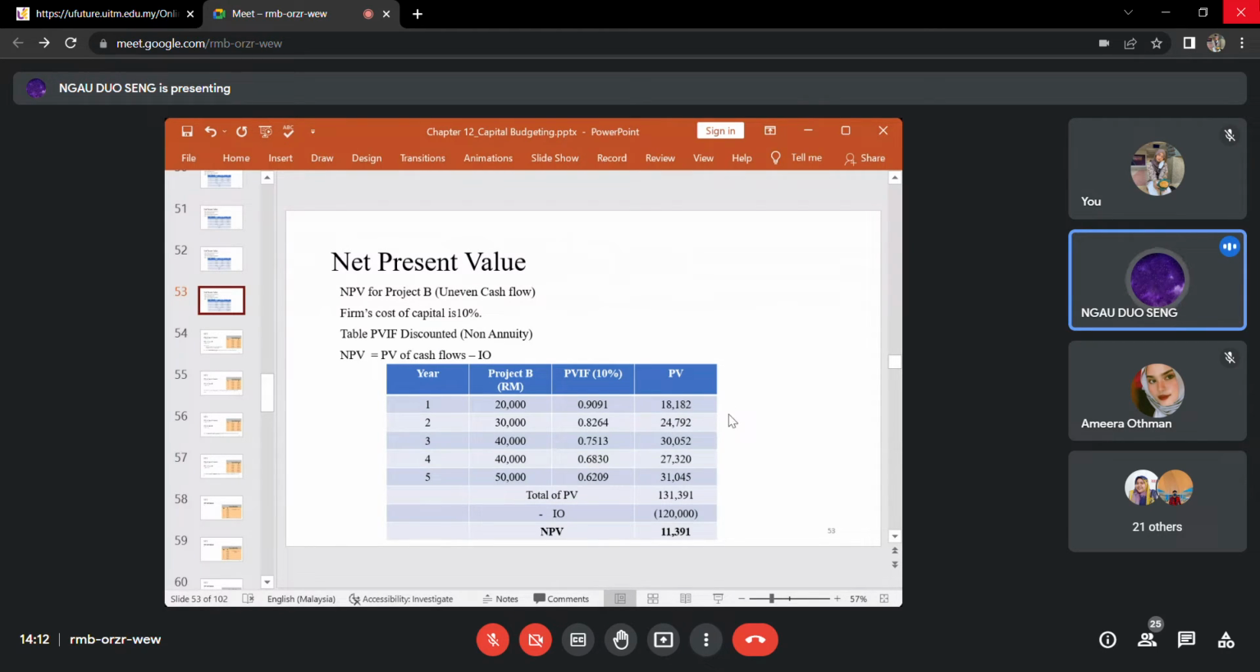So you can check, yang ini adalah cara kita calculate NPV. So apa kita buat? Kita guna the 10%, right? So we're using the 10% discount rate to calculate the present value untuk setiap tahun. Dan kita dapat total present value adalah 131,000. Then we minus 120,000. Then we get 11,000, right?